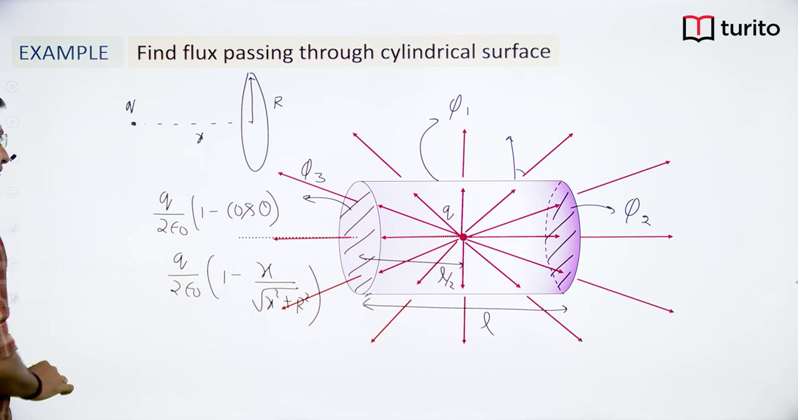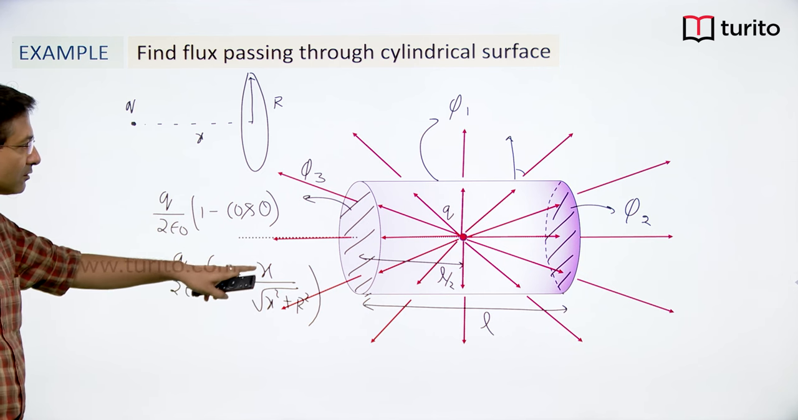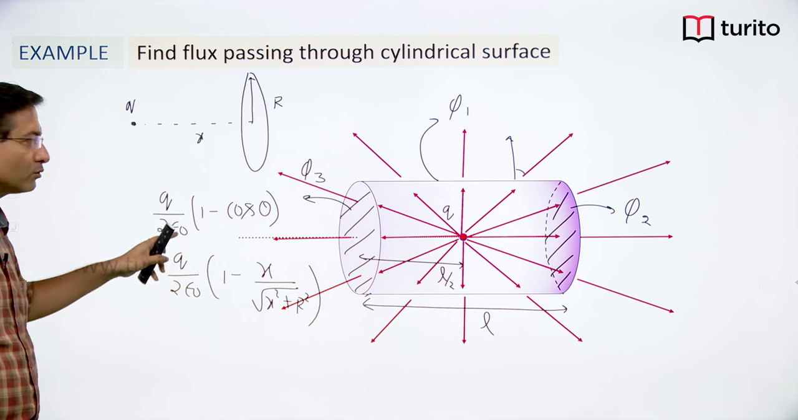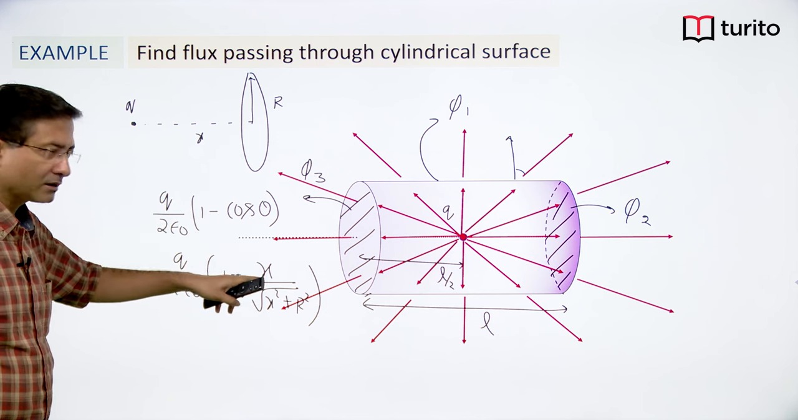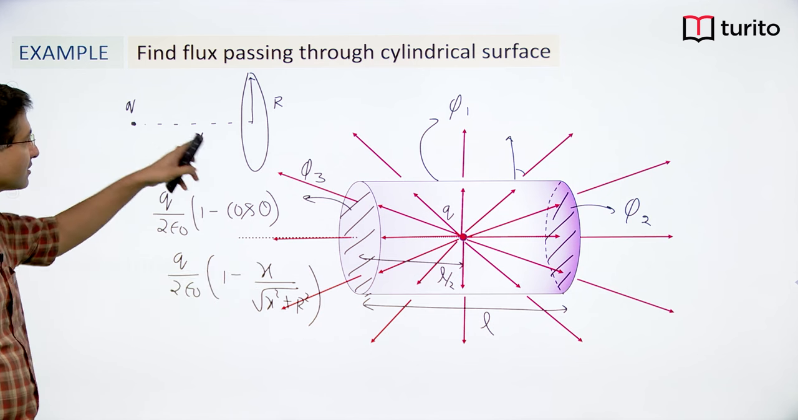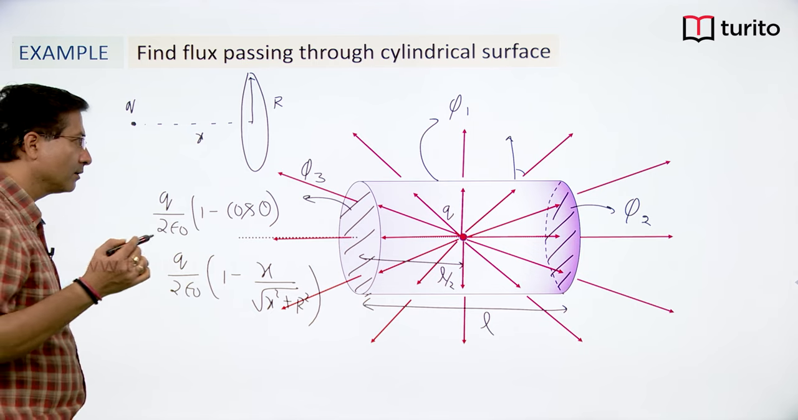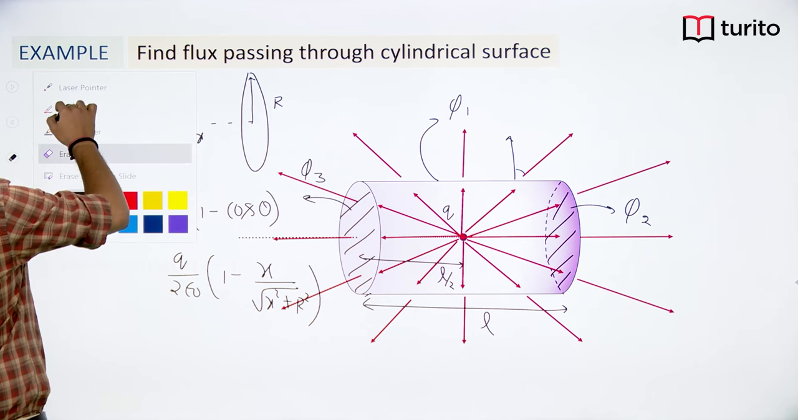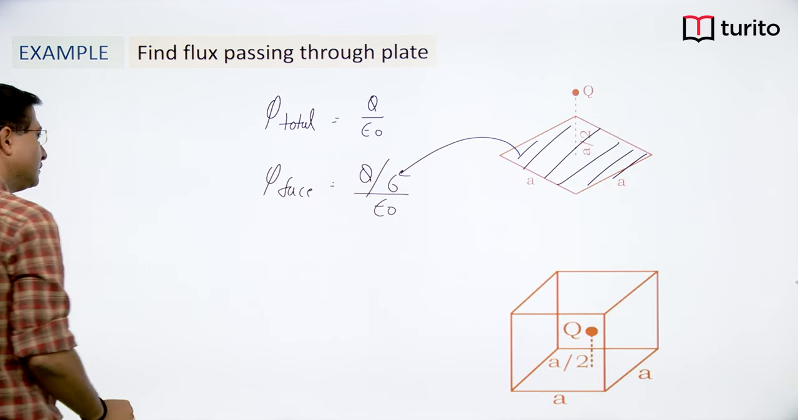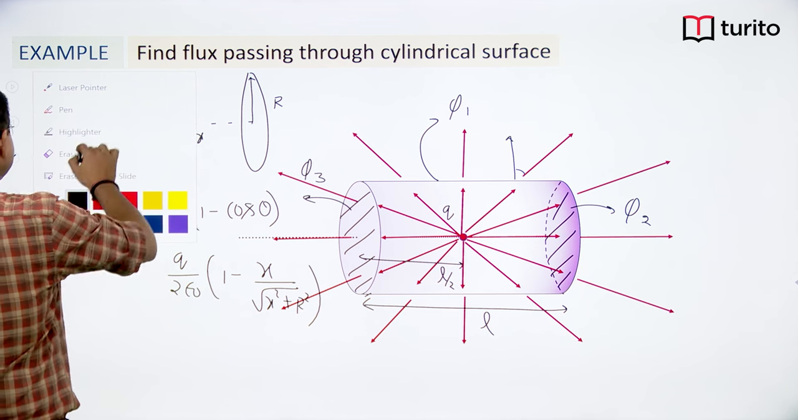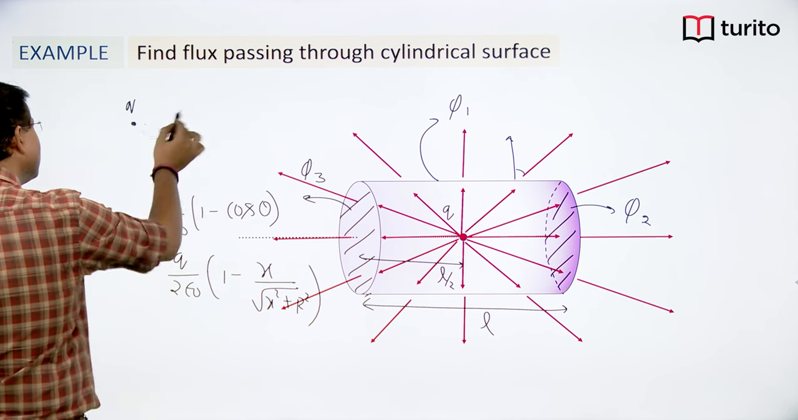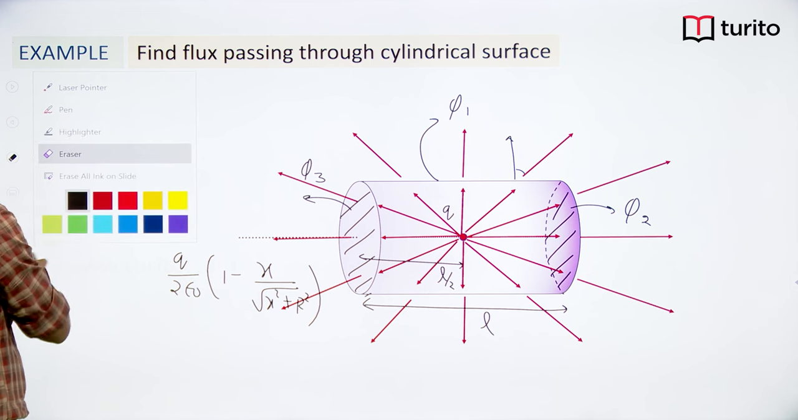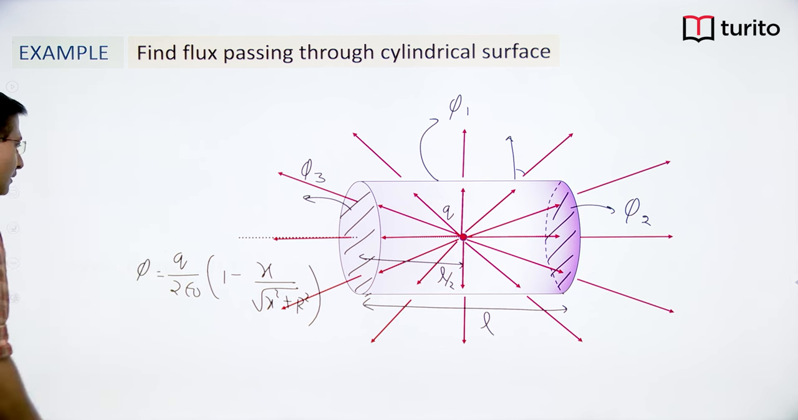So I will erase it. If you are comfortable with this one, substitute these values, right. Or you can remember in this format. I already told you that it is easy to remember this format, Q upon 2 epsilon naught into 1 minus cos theta, right. Or x divided by under root x square plus r square, where x is the distance of the charge from the center of this ring, or you can say disk, right. This is the formula we need to apply.